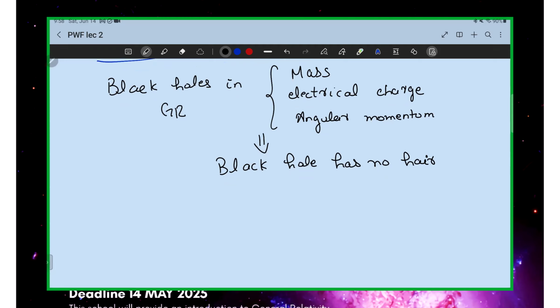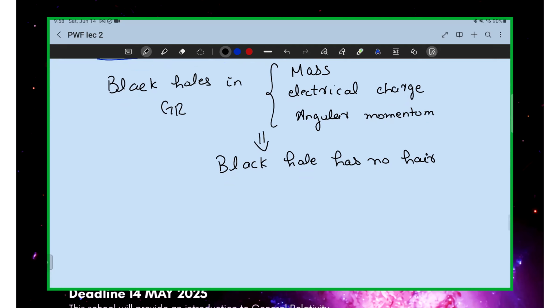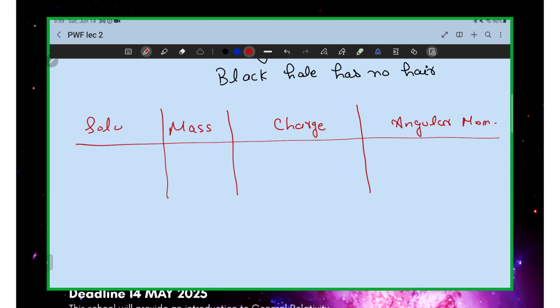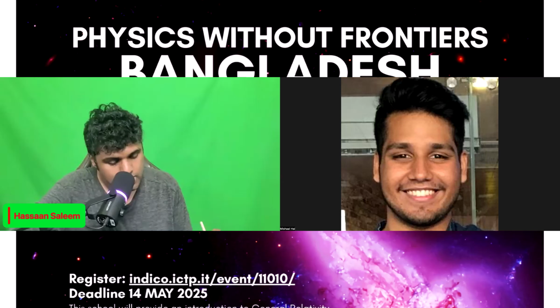So, if a black hole has mass only, let me talk about these scenarios. So, mass, electrical charge, I'm just going to write charge, and angular momentum. Okay. So if there's a black hole which has mass only, doesn't have electrical charge, doesn't have angular momentum, that solution is referred to as the Schwarzschild solution. So it has mass, no electrical charge, no angular momentum.